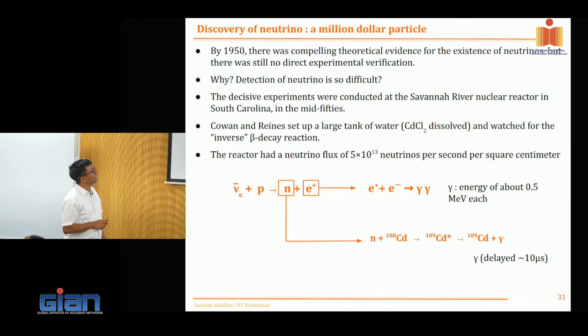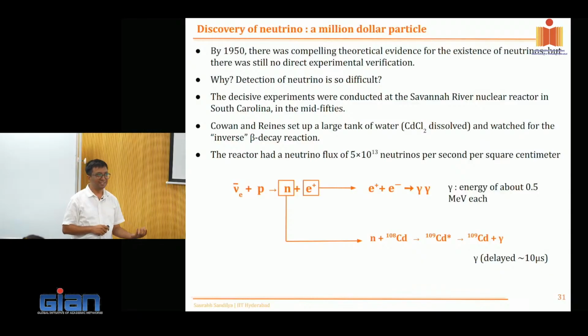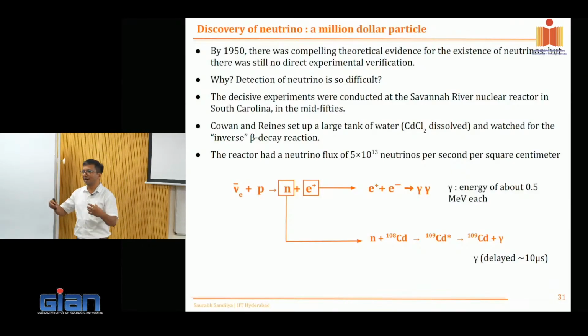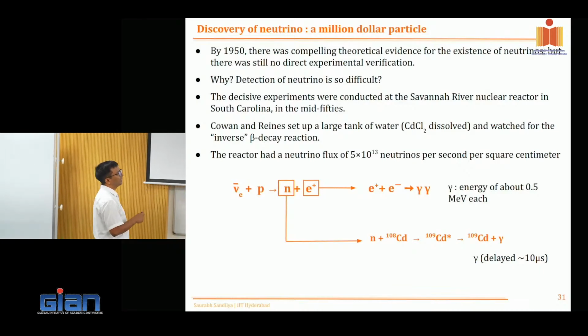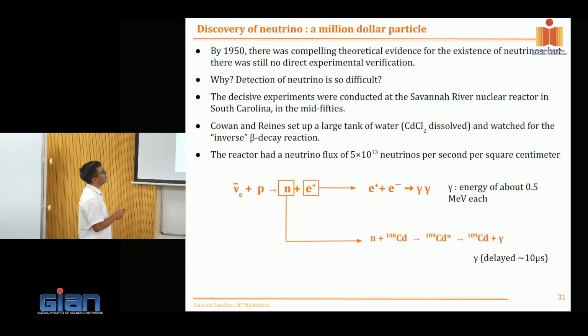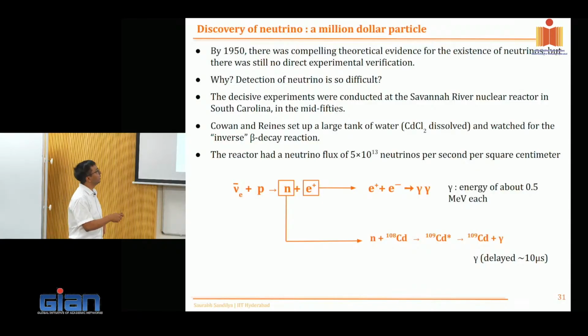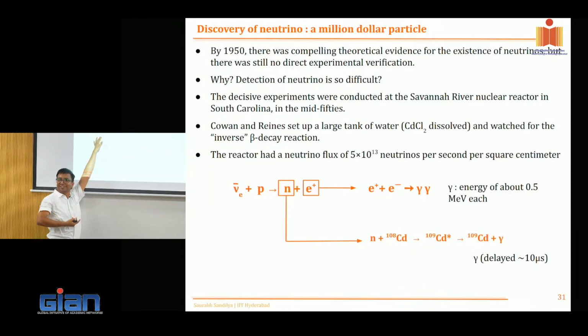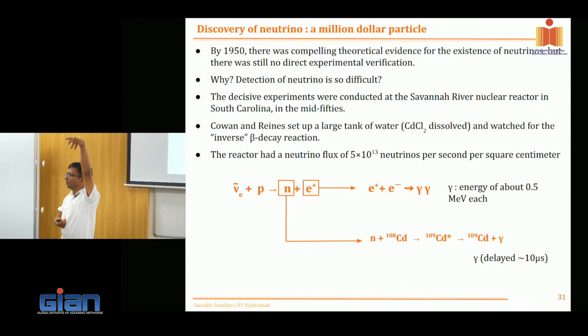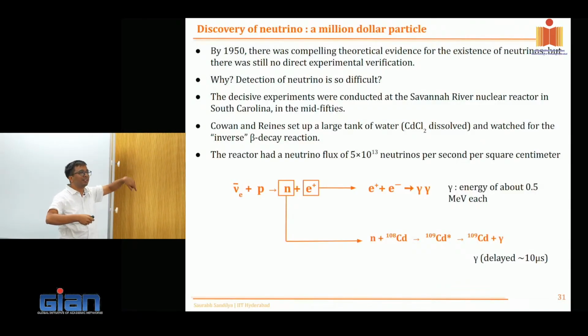there was one experiment designed. There was a nuclear reactor which gives off lots of electron antineutrinos. It hit a water target mixed with cadmium chloride. Let's not go into detail. Anyway, what is happening is antineutrino plus proton gives off neutron plus positron. It's like your beta plus decay. If you put the electron neutrino here, it will be a beta plus decay: proton going to neutron plus positron plus neutrino. I just put it on this side.